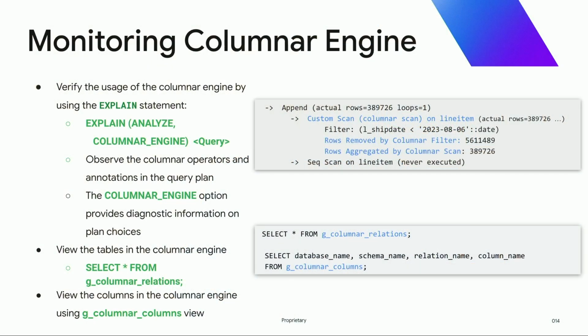Once you enable it and run your applications, how do you know whether the columnar engine is being used? We added more parameters to explain, so you can see columnar engine as a parameter there. It gives you a bit more debugging and diagnostic detail if you look into the explain plan. In this example, you can see rows removed by column filter or rows aggregated. All those show the columnar engine coming into play to accelerate your analytics. And you can monitor which tables and columns are being stored using some of the queries that we already have.